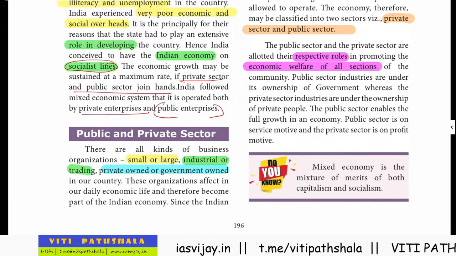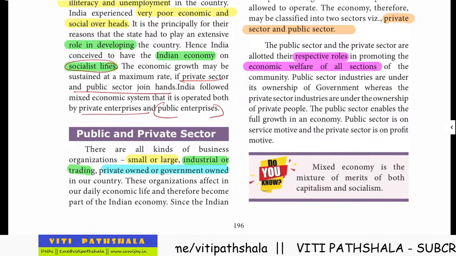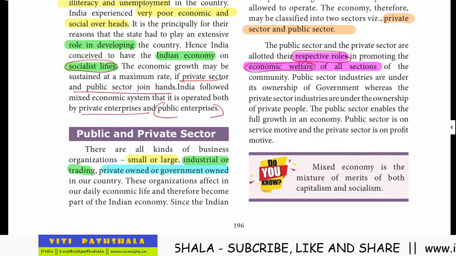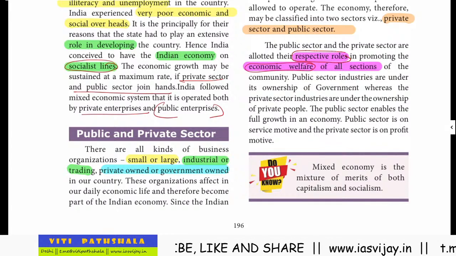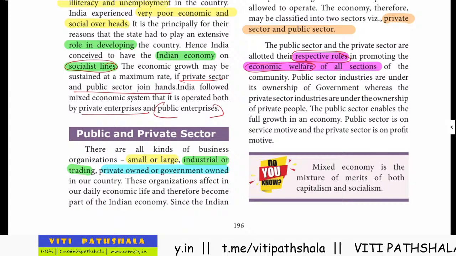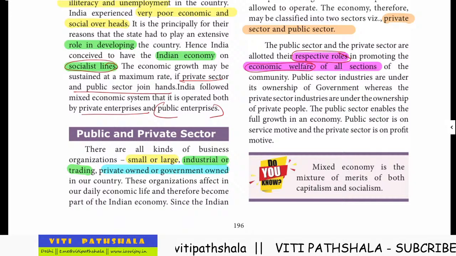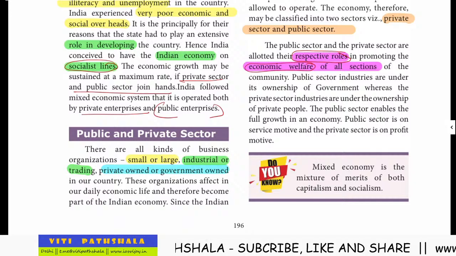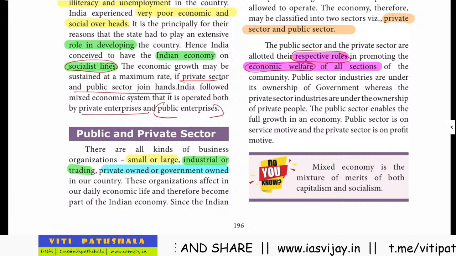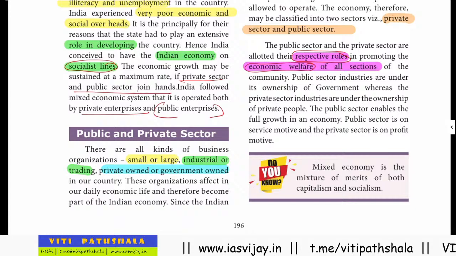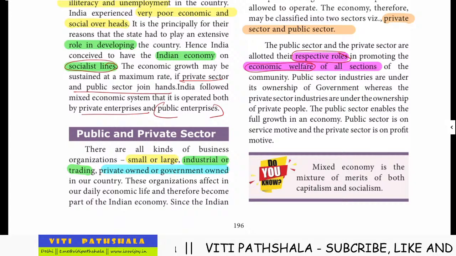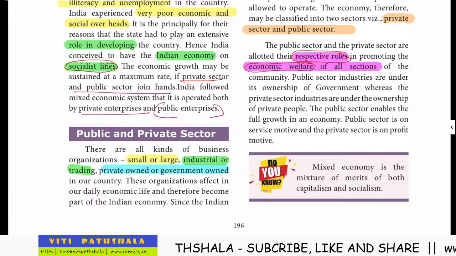So, what is the aim? The aim is providing economic welfare, and both are playing their respective roles or duties. Public sector is under the ownership of the government, whereas the private sector industries are under the ownership of private people. The public sector enables the full growth in an economy. The public sector is on service motive, and the private sector is on profit motive.